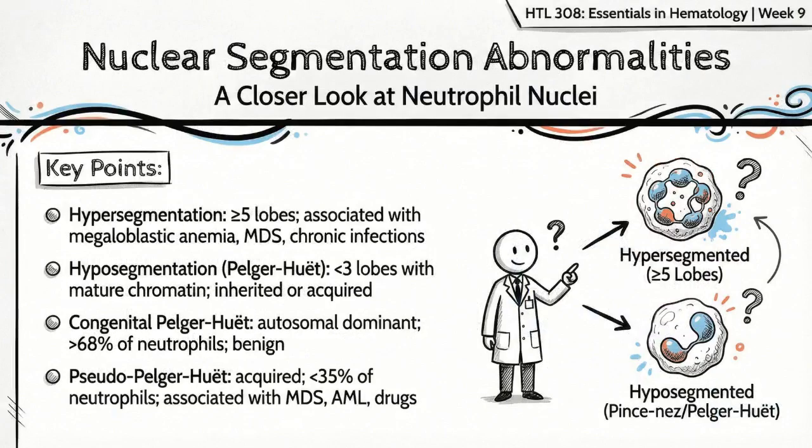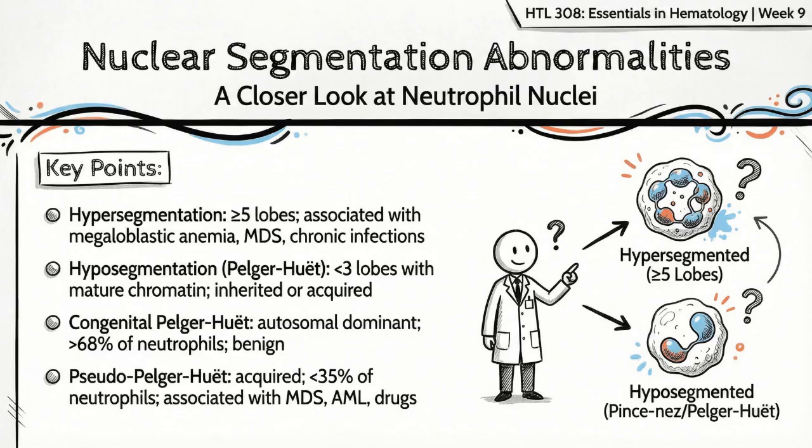Before we move to left shifts, let's quickly cover two nuclear segmentation abnormalities you need to know. First, hypersegmentation, a neutrophil with 5 or more lobes. This is classic for megaloblastic anemia, where DNA synthesis is impaired, leading to abnormally large cells. You'll also see it in MDS and chronic infections.